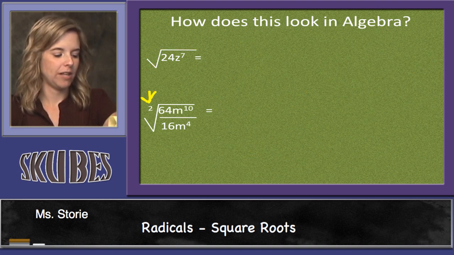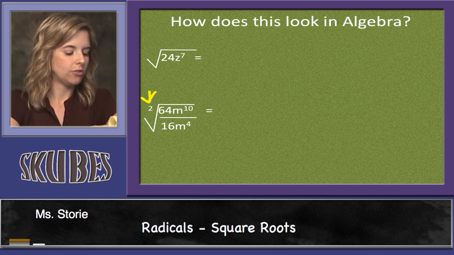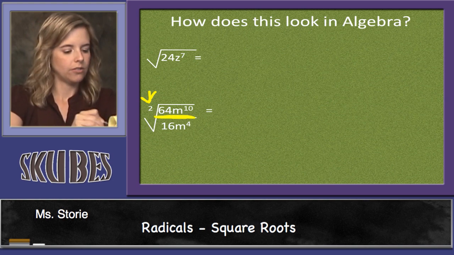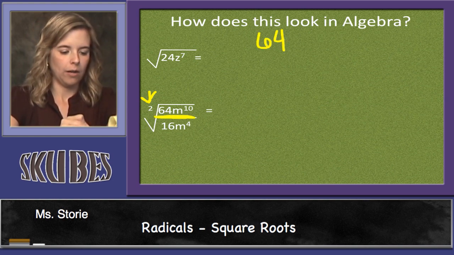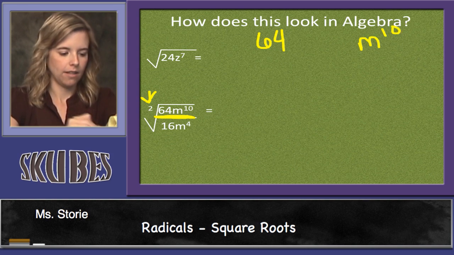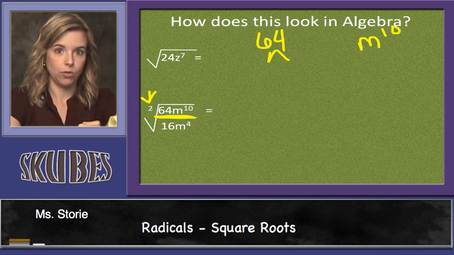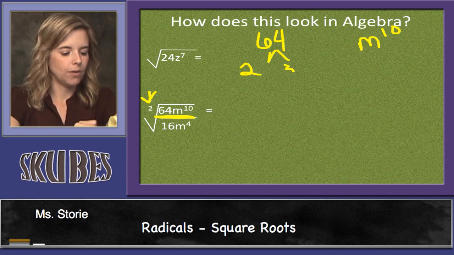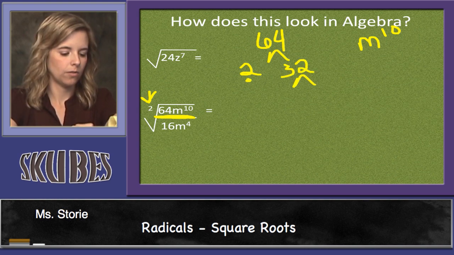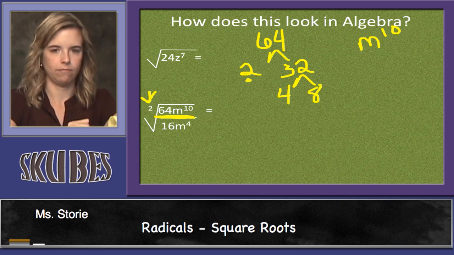It has an index of 2, so that means we're looking for pairs. Let's do the numerator first. So let's break down 64, and we'll break down m to the 10th. 64 I can break down by 2's. And if I do 2, it's going to be 2 times 32. 2 is prime, 32 is not. So let's do 4 times 8.